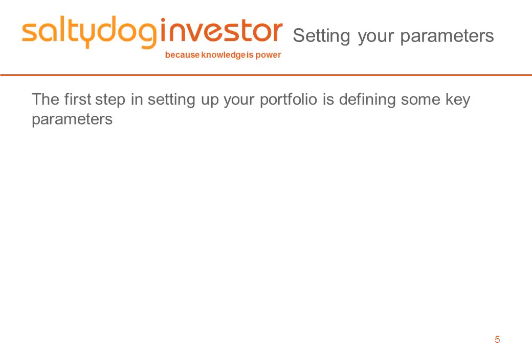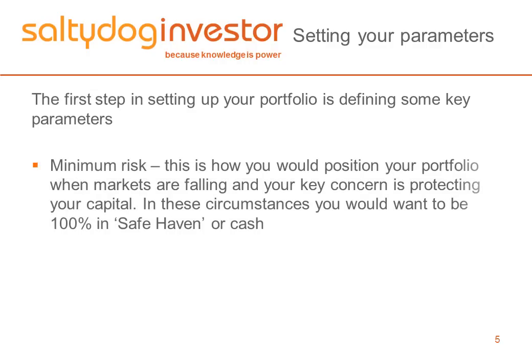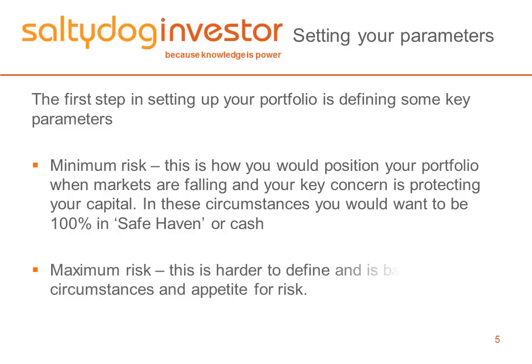The first step in setting up your portfolio is defining some key parameters. We'll start with the easiest. This is the minimum risk that you are willing to take. This is how you would position your portfolio when markets are falling and your key concern is protecting your capital. In these circumstances, you would normally want to be 100% in safe haven or cash. Next is the maximum risk. This is the amount of volatility you are prepared to accept when the markets are doing well. It's much harder to define and is based on your circumstances and attitude to risk.